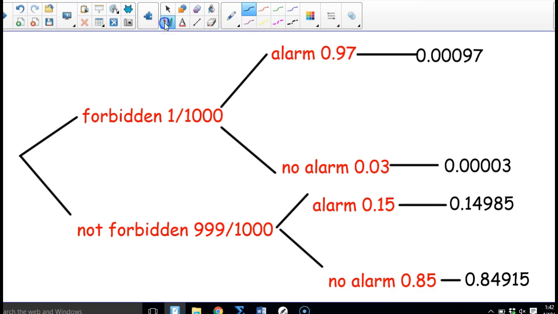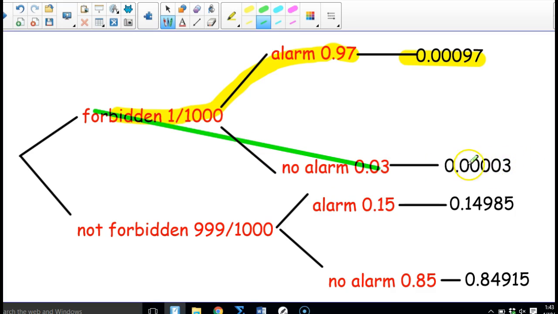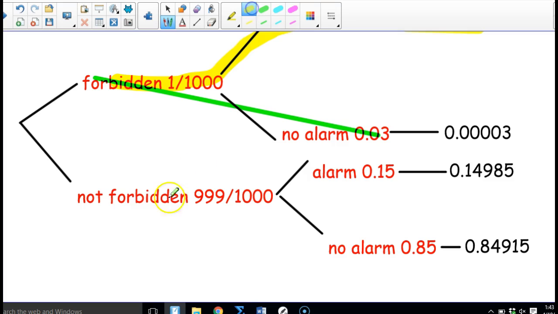This right here, and I'll highlight it. This is the probability of triggering the alarm and having the forbidden material, 0.00097. In a different color, I'll highlight having forbidden material and not triggering the alarm. I multiply across and I have 0.00003. Okay, again, not forbidden and having the alarm, 0.14985, and then not forbidden and no alarm, 0.84915. And let me get this in a different color actually.